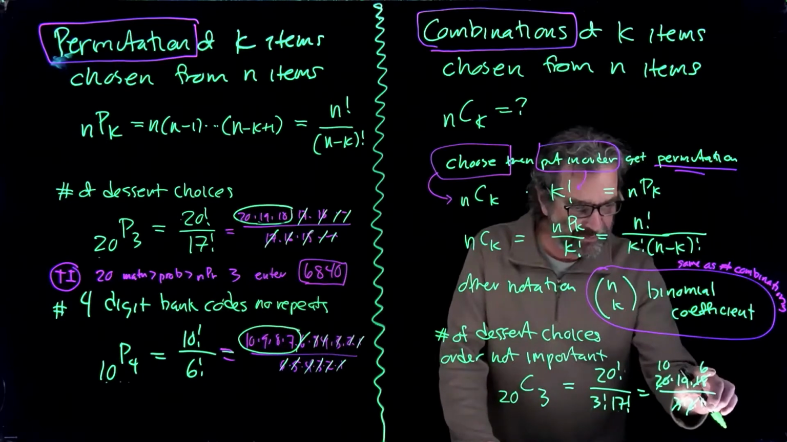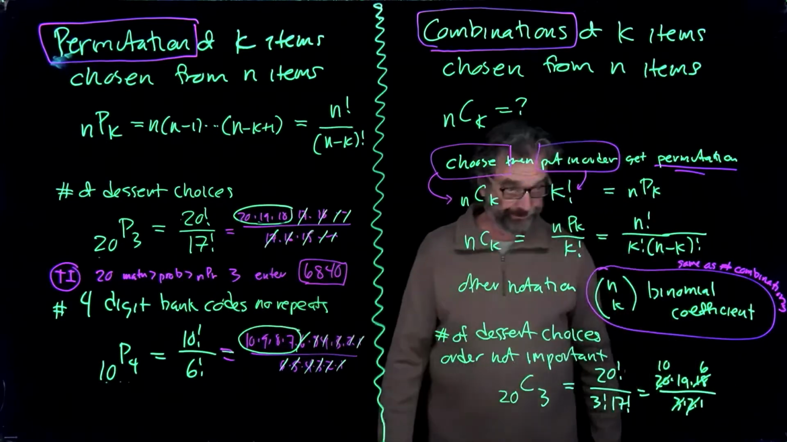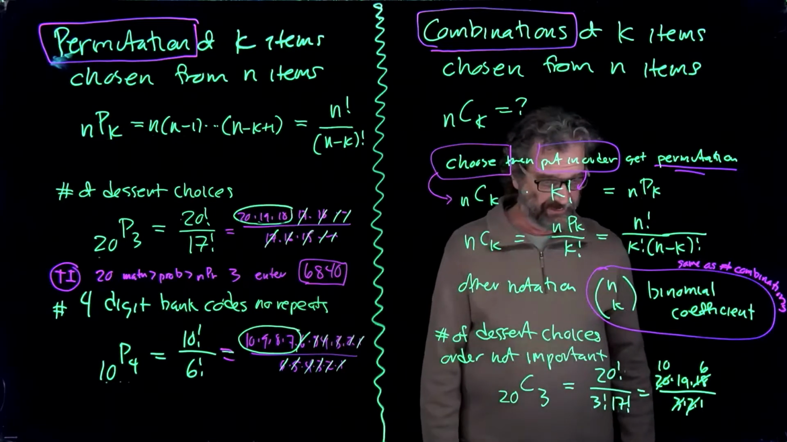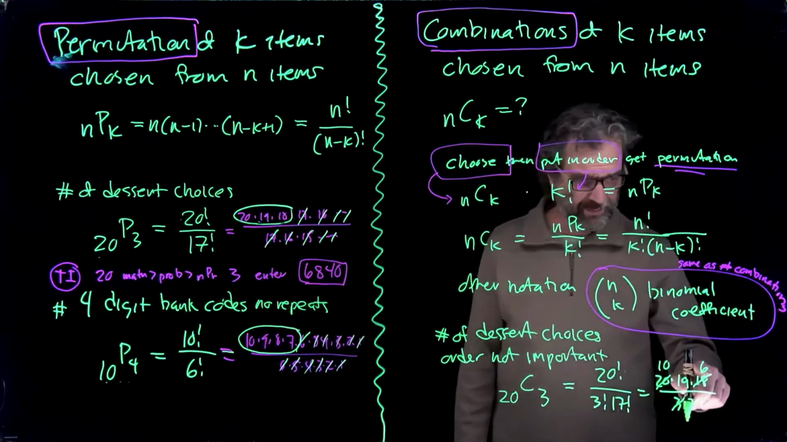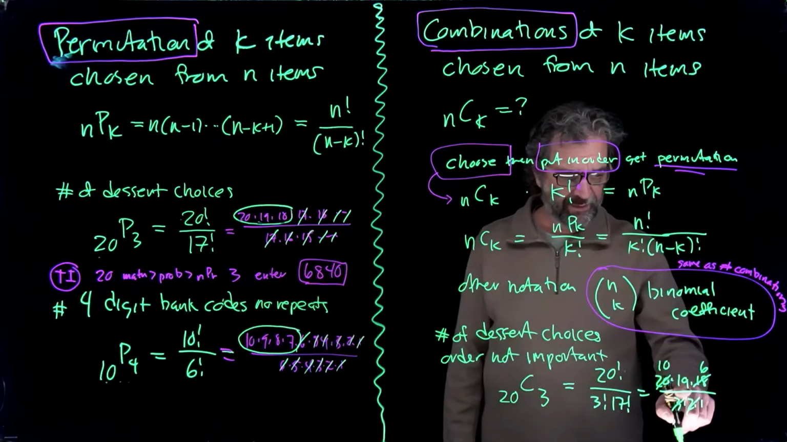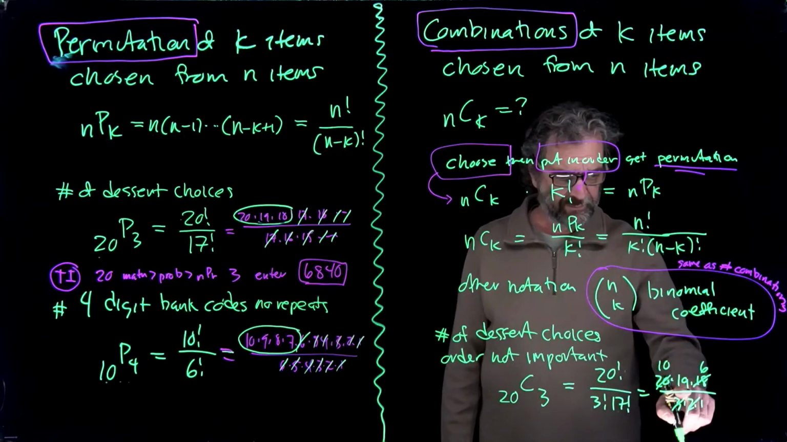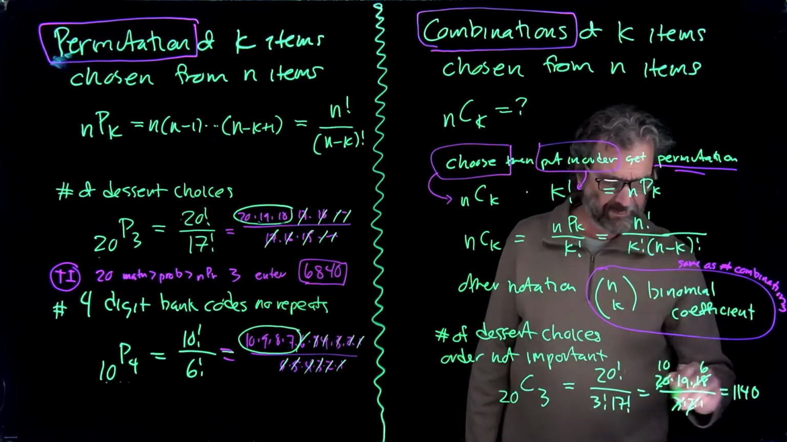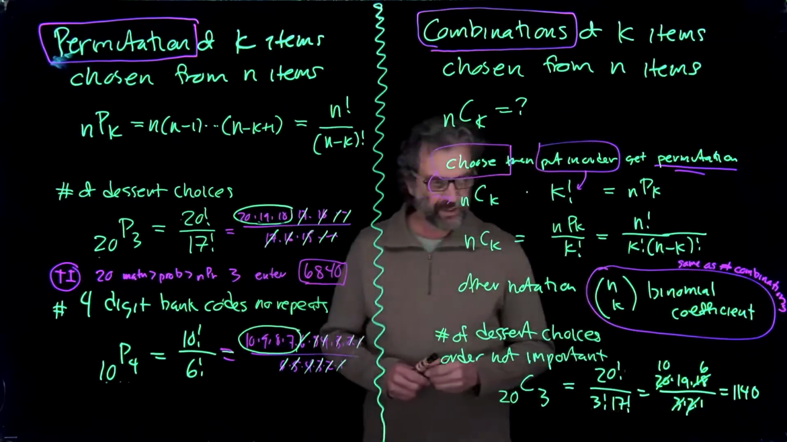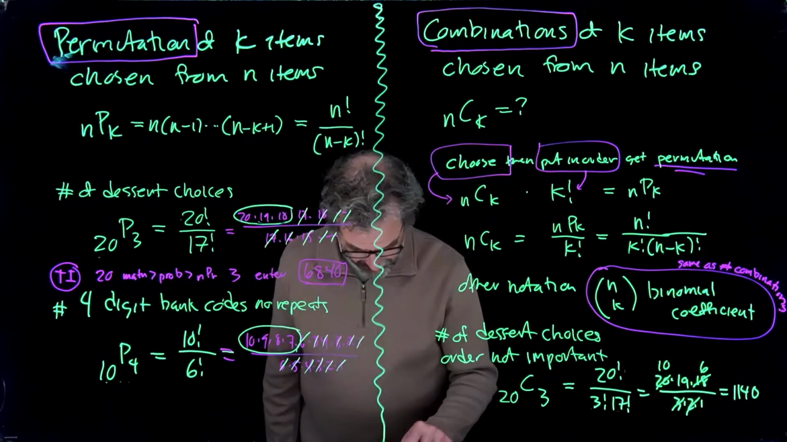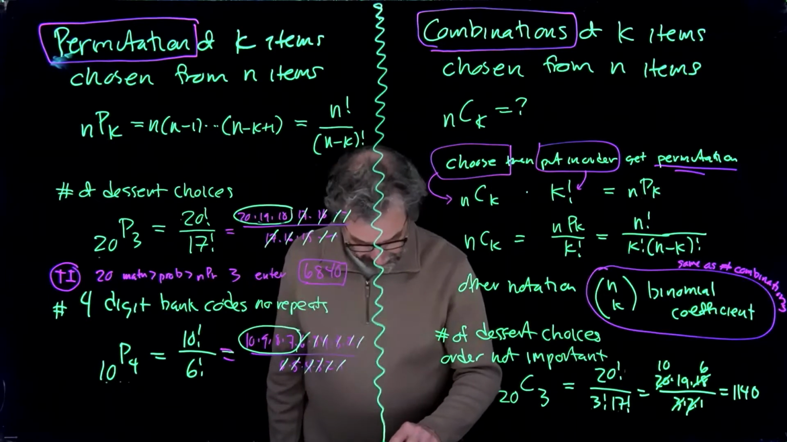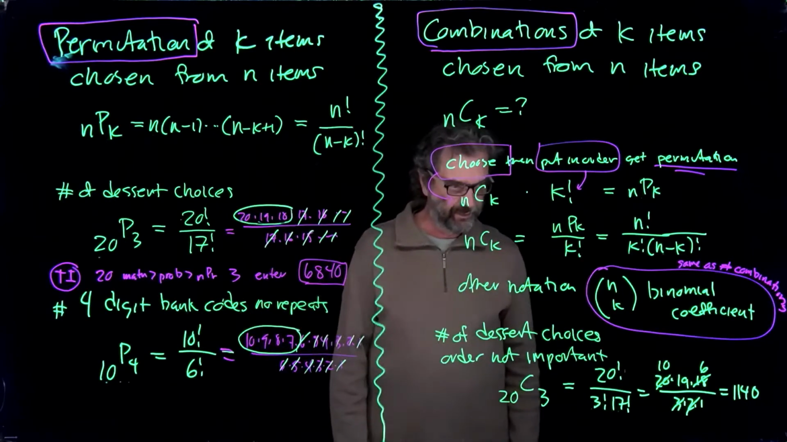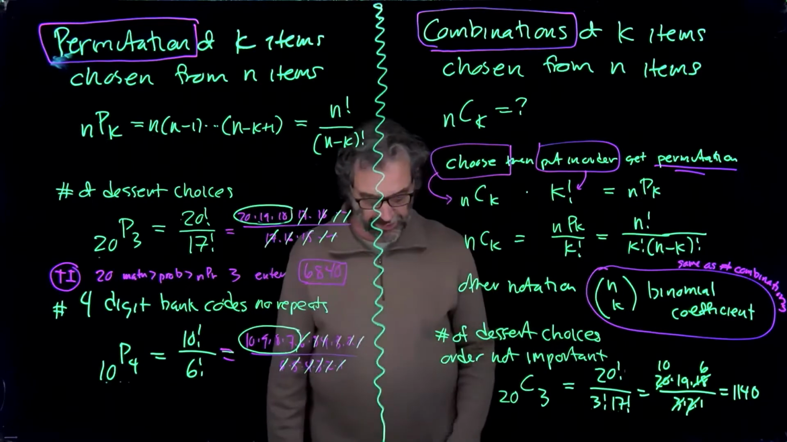So then I get 6 times 19, which sounds like 114 times 10. Is that right? I better check it out. 19 times 6 times 10. Yeah, 1140. Cool.